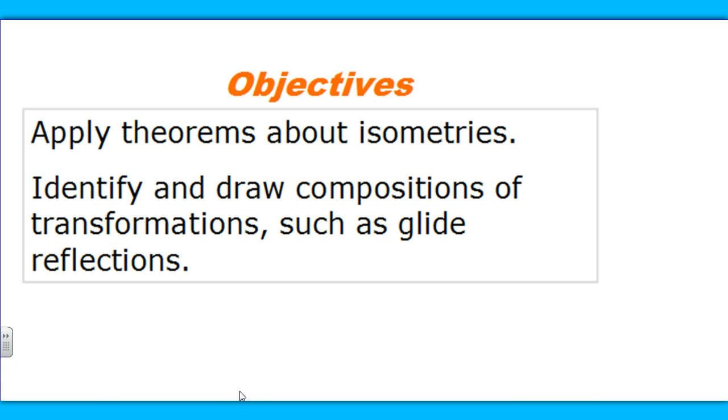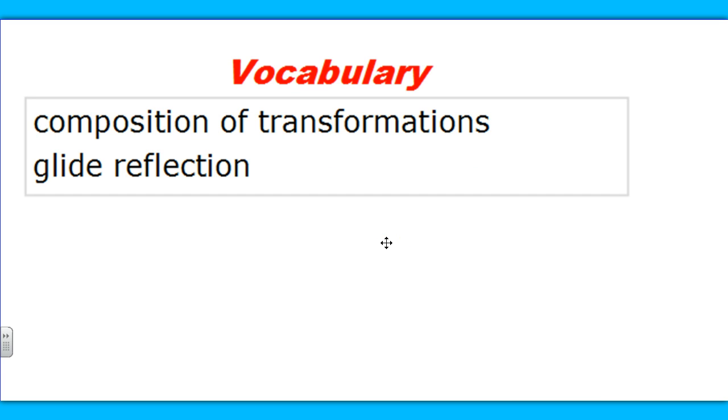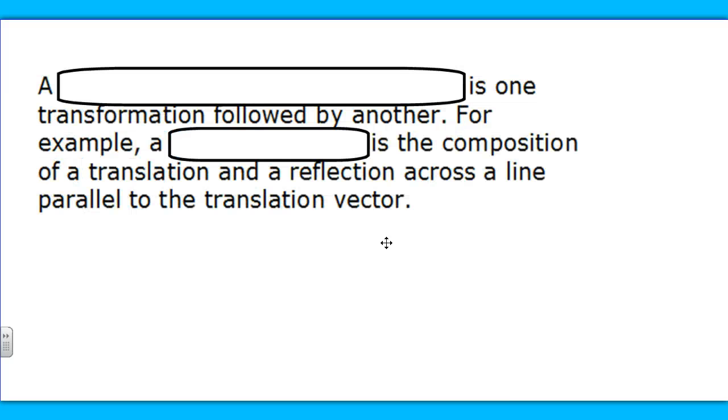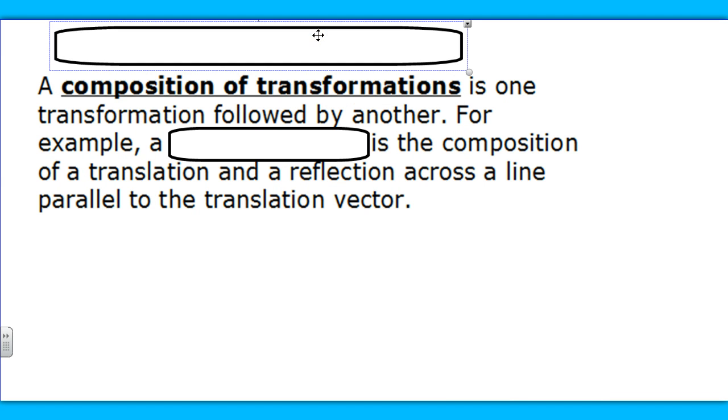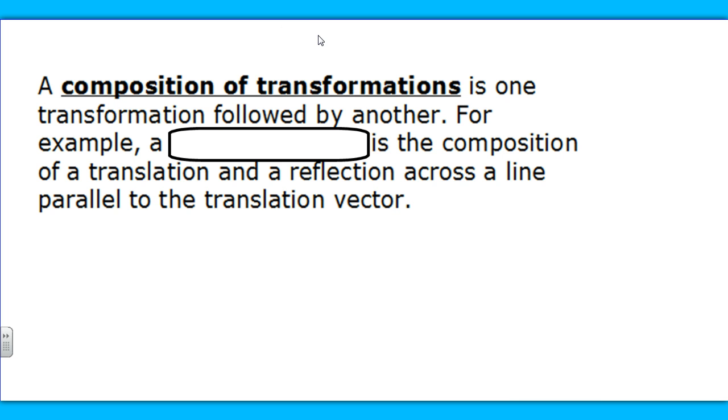So today we're going to apply theorems about isometries and identify and draw compositions of transformations such as glide reflections, compositions, more than one. Vocab includes composition of transformations and a glide reflection. So what is one transformation followed by another? Yes, a composition of transformations.